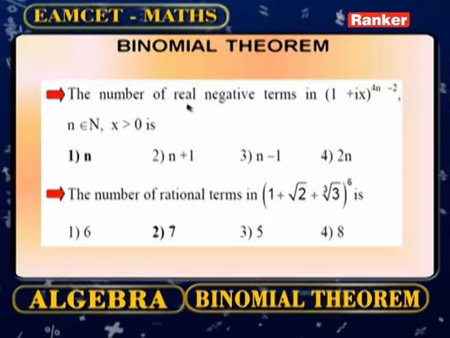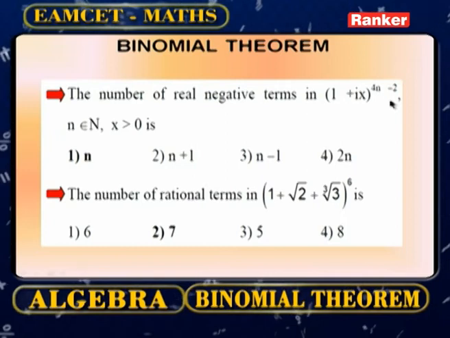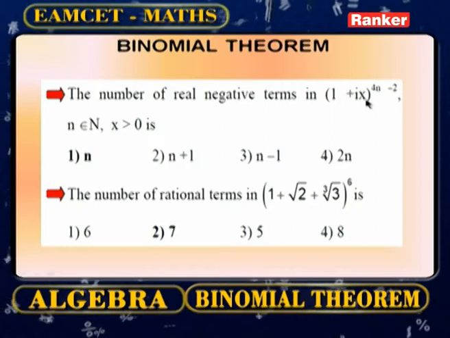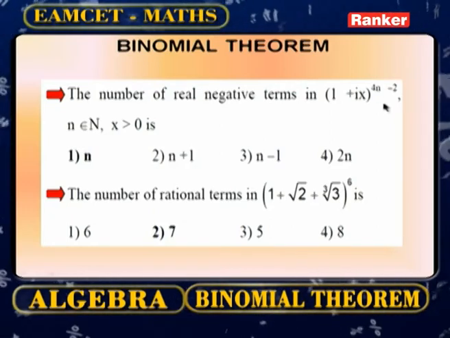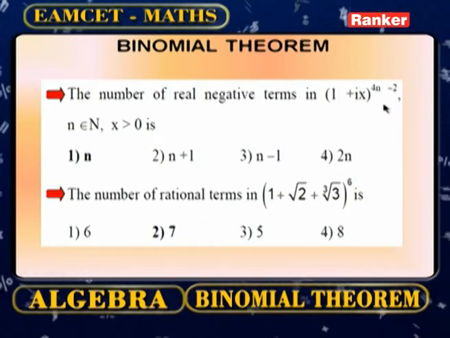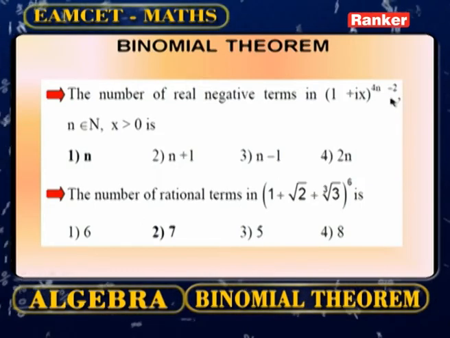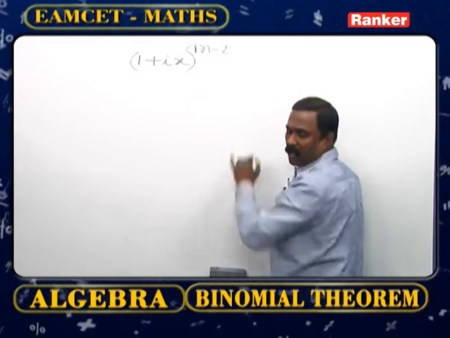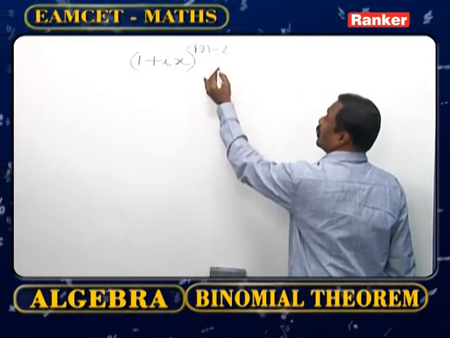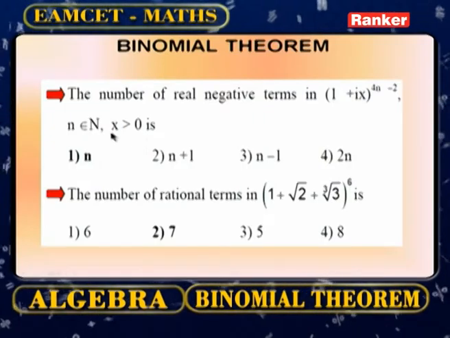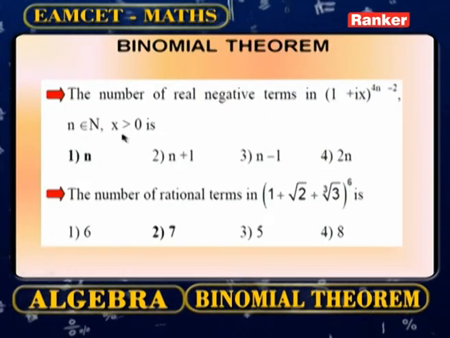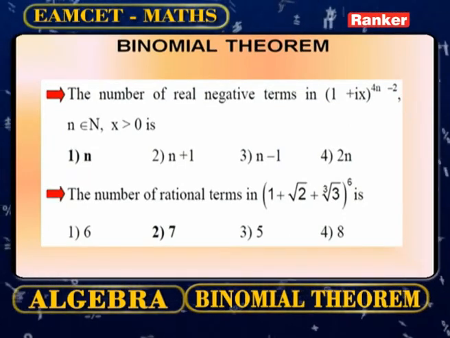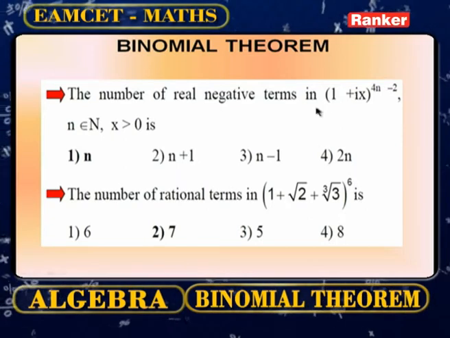The number of real negative terms in 1 plus ix whole power 4n minus 2. Number of real negative terms in 1 plus ix whole power 4n minus 2. What are the conditions given there? N belongs to capital N and x is greater than 0. We need number of real negative terms in this expansion.